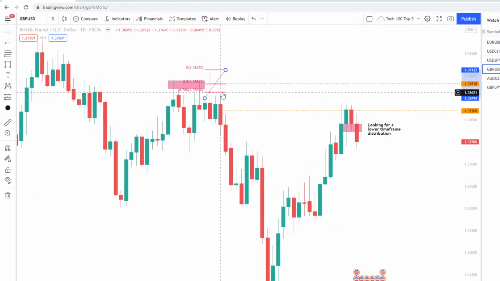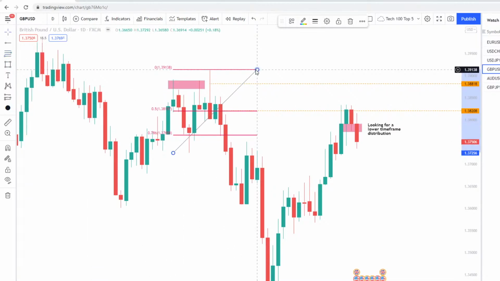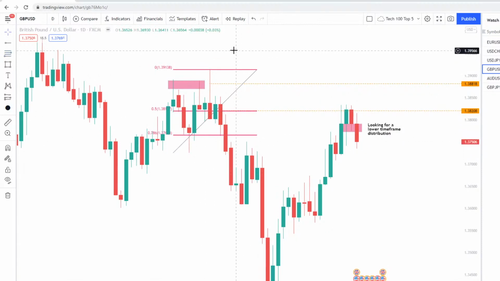I'm just going to delete this off so it makes more sense to you now. What we have here is a buy to sell, right? The market bought up to sell off, breaking this low here. Now, if I actually draw in a fib, you will see that we have reacted perfectly off the 50% of this buy to sell.